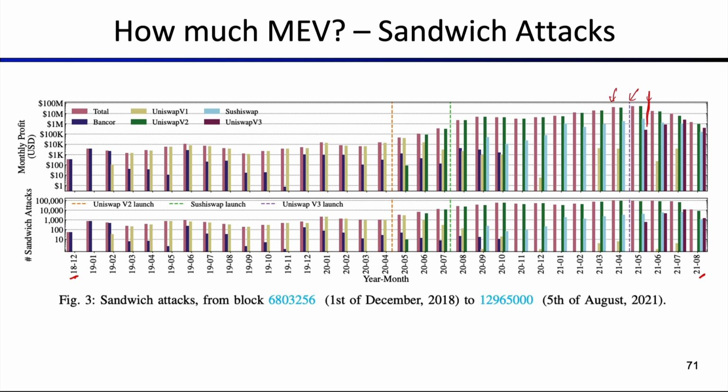You can see here we have looked into Banco, Uniswap version 1, 2, and 3, as well as SushiSwap. The number of sandwich attacks has also significantly increased, as you can see here. This is just the very raw number, with attacks hitting as much as 100,000 sandwich attacks per month on a particular exchange, not market. So this is taking into account thousands of on-chain markets.